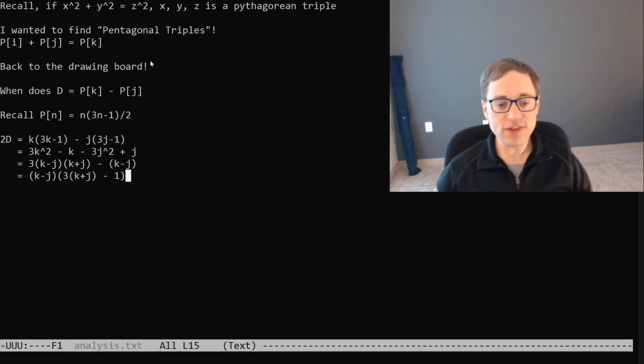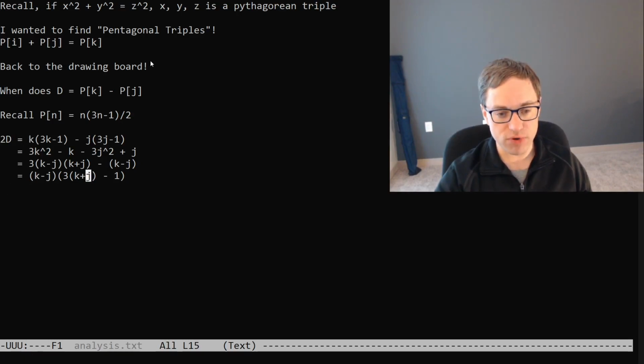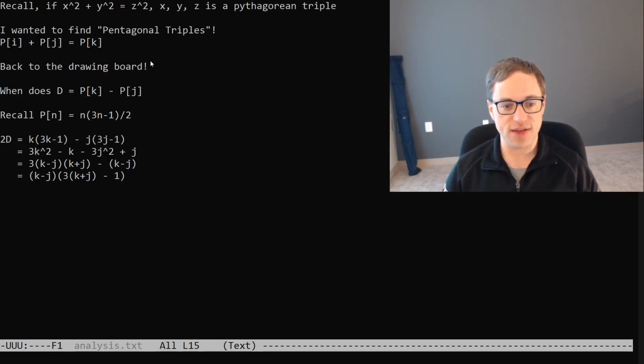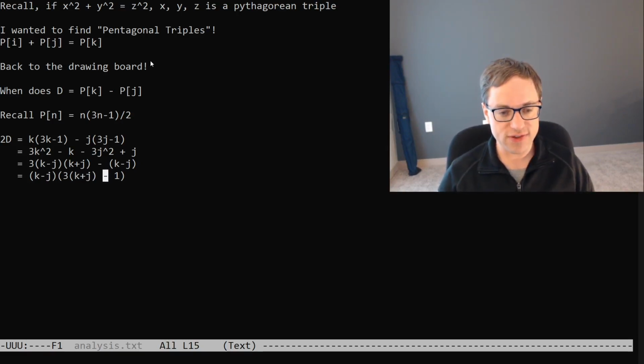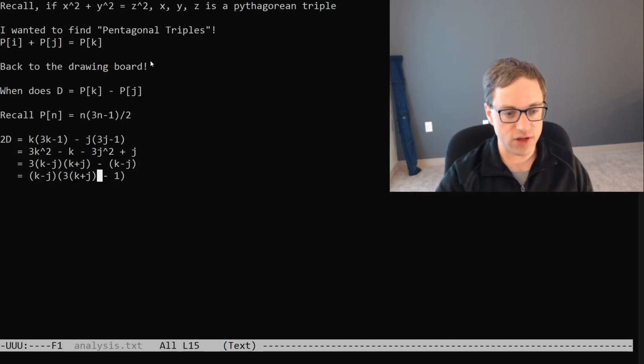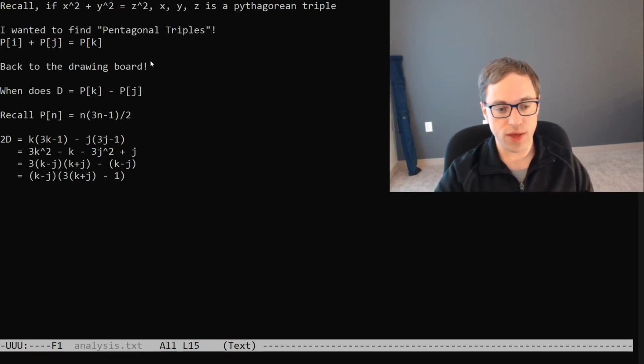Okay, so this is interesting because now we've written 2d as the product of two numbers. And so this kind of suggests an algorithm that we might consider for solving our problem. If we could find factor pairs of 2d with the smaller of the two numbers being equal to k minus j and the larger being equal to k plus j, maybe we can determine when those factor pairs actually lead to positive integer values of k and j.